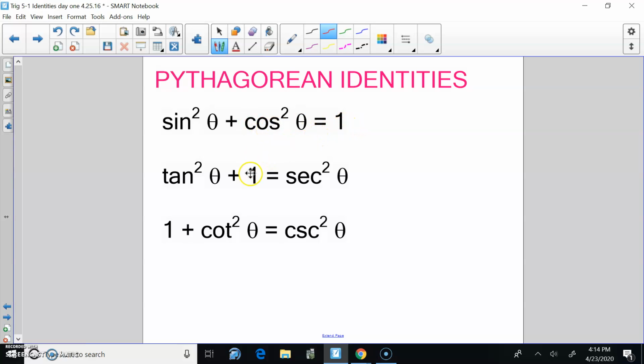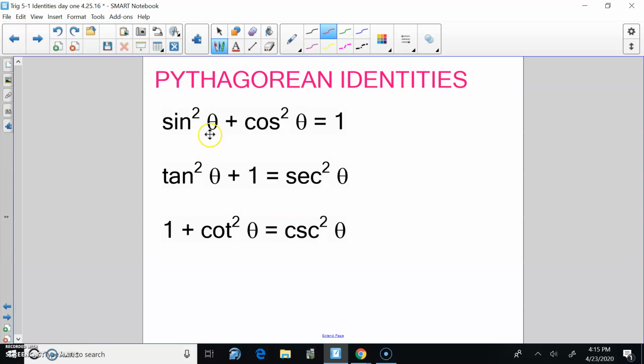To get to these other two, if you're ever trying to remember them, you can divide all three terms on the first one by cosine squared, and it will take you to this one, tan squared plus 1 equals secant squared. If you divide all three terms on the top one by sine squared, it will take you down here to this one, which is also always true: 1 plus cotangent squared equals cosecant squared.